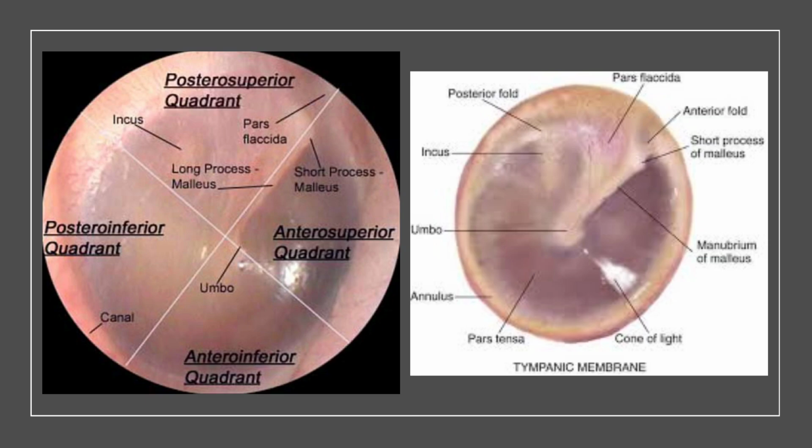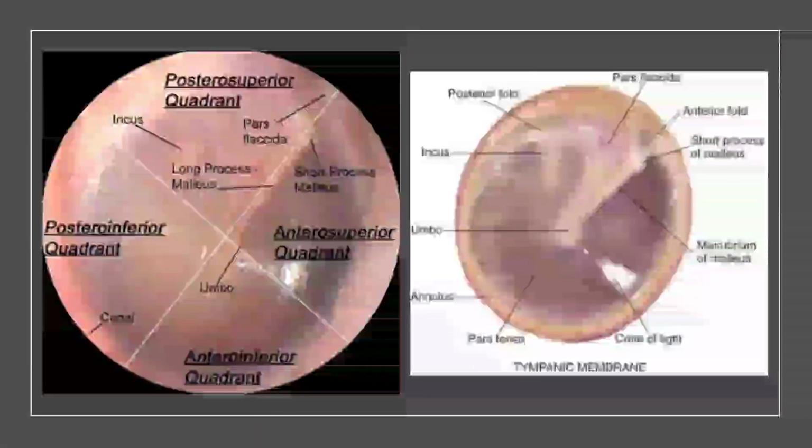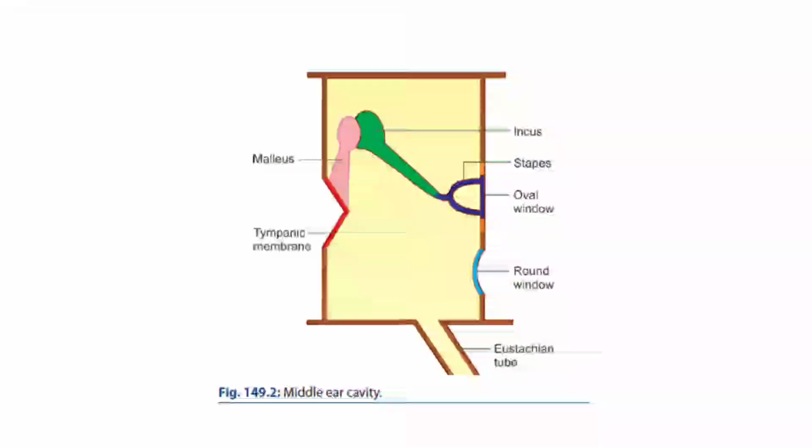Now what is the function of tympanic membrane? It acts as a resonator, so helps in the transmission of vibration, and it also acts as a mechanical barrier that prevents the entry of foreign particles, dust and other things from the outer ear to the middle ear. Now come to the inside of the middle ear. Inside the middle ear we have the three ear ossicles: malleus, also known as hammer, incus and the stapes.